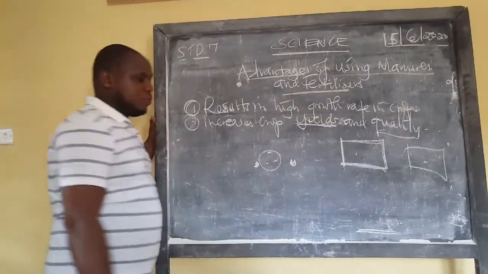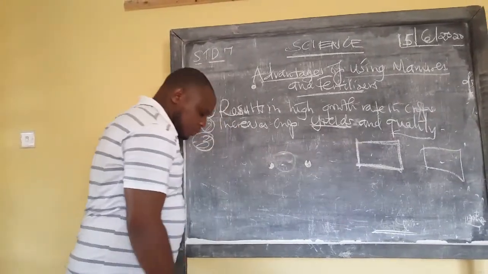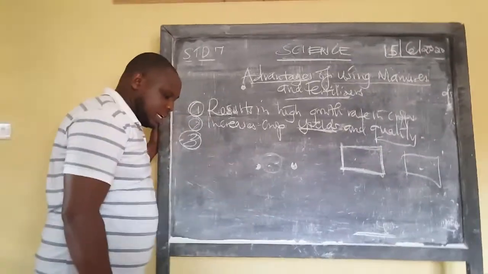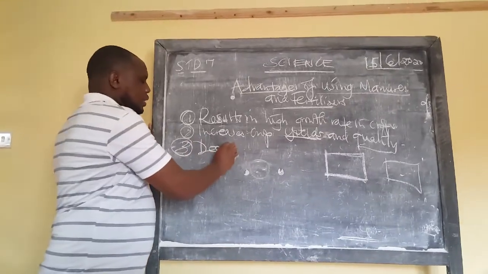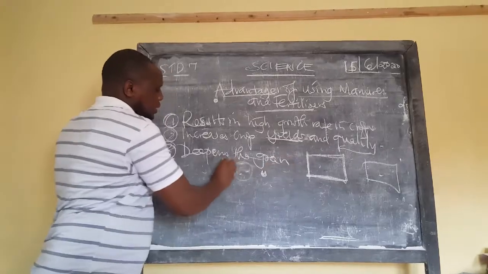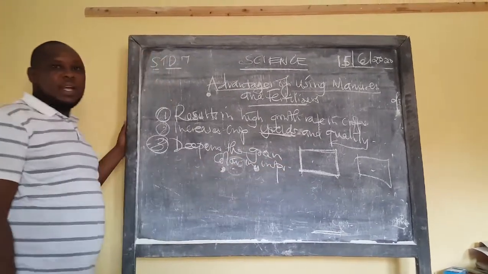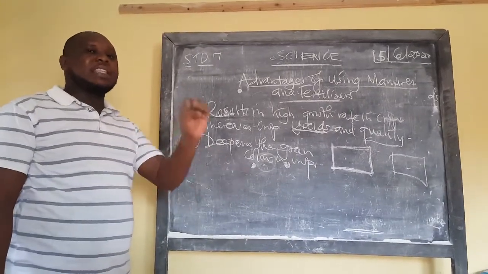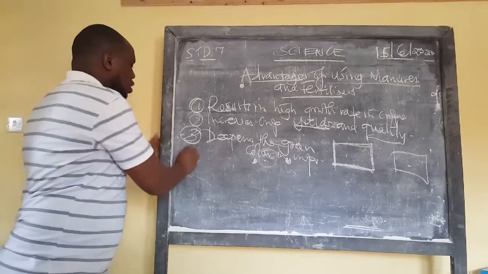The quality also improves. Then number 3, manures and fertilizers lead to growth of crops that are deep green in color. Deepens the green color in crops. That is what I have just explained. Plants where you have used manures and fertilizers find that their color is very deep green, dark green, because they are getting all the nutrients required.